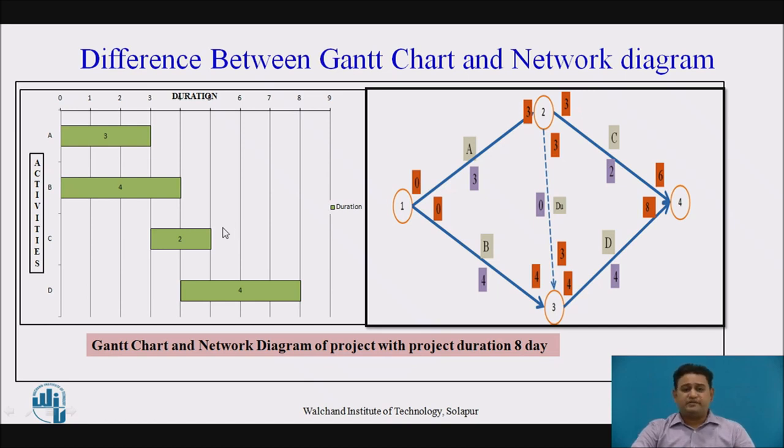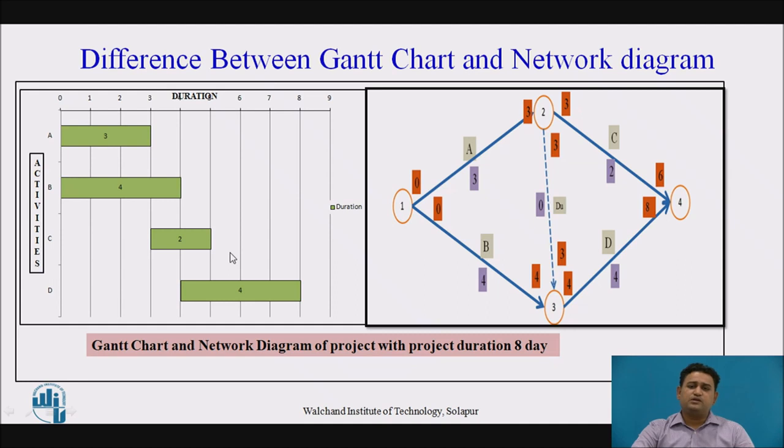which activities purely depend upon the previous activities. But when the network diagram is seen, we can see clearly that D is the activity which depends on activity B as well as A. This is an easy difference between the bar chart and the network diagram.